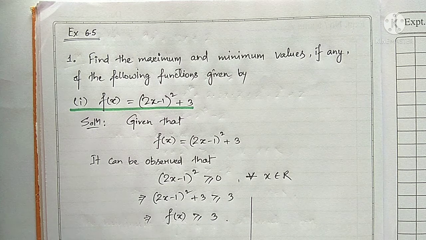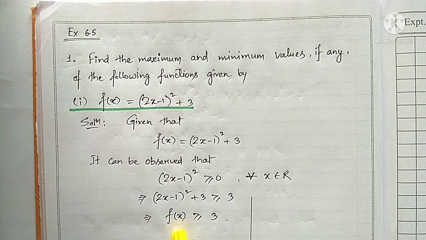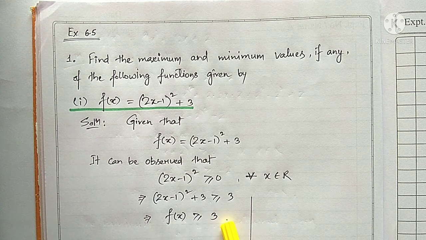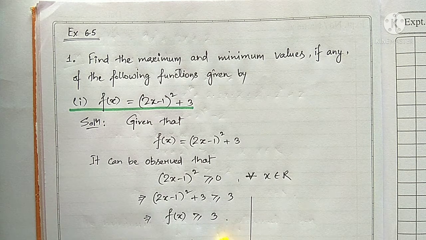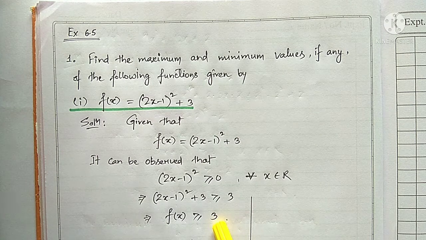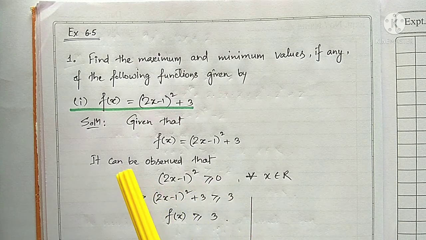Is it clear? What is the meaning of this? The minimum value of the function is 3, but not less than 3. It may be more than 3, but not less than 3. So the minimum value we can easily identify is 3. But the maximum value is impossible to find, because more than 3 may be 4, it may be 5, or it may be 6, we don't know. So only the minimum value is possible, and the minimum value is 3. Now mathematically, how can we calculate this 3? How can we find the minimum value of this function?